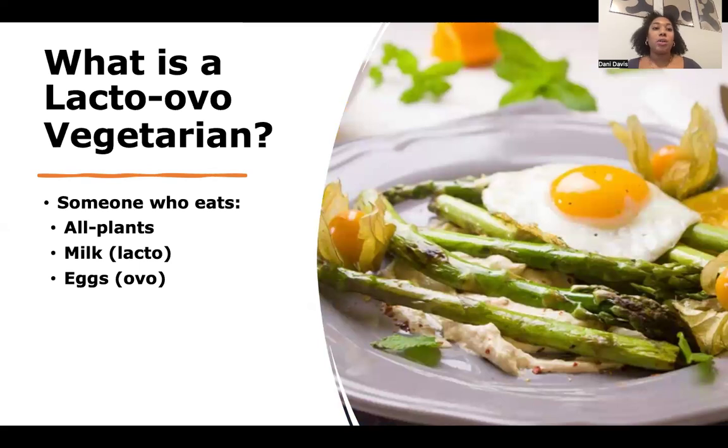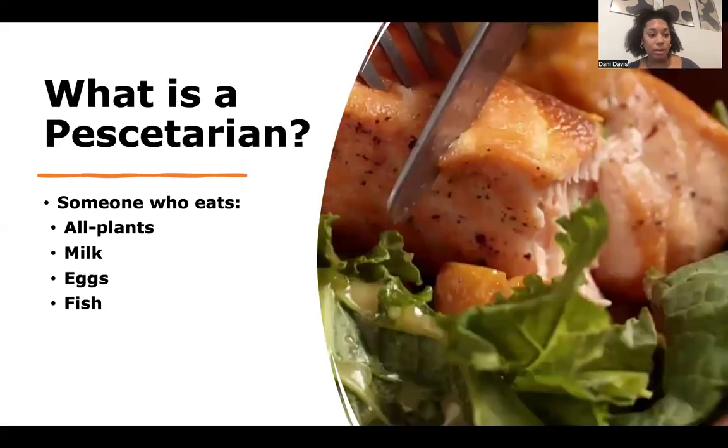What is a lacto-ovo-vegetarian? Someone who eats all plants, milk, and eggs. So we're adding in that milk and egg component into that diet. What is a pescatarian? Someone who eats all plants, milk, eggs, and fish. So this would include other types of seafood as well.